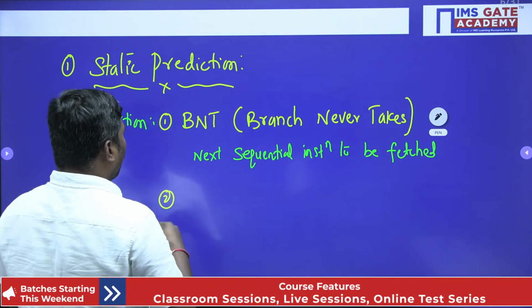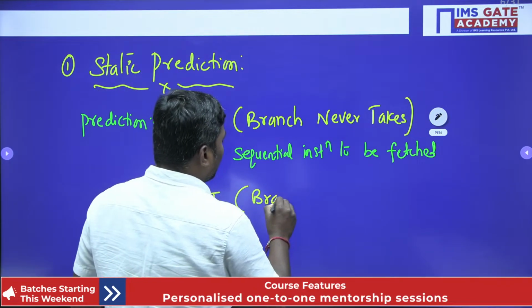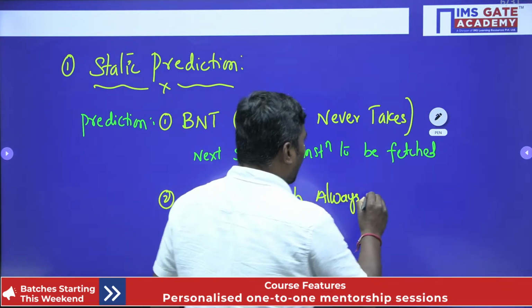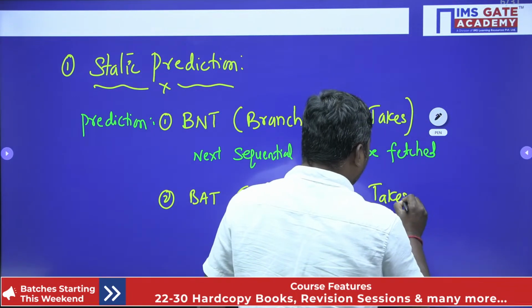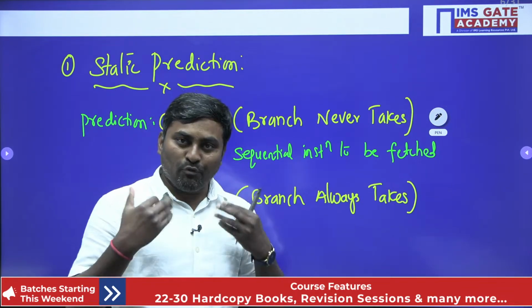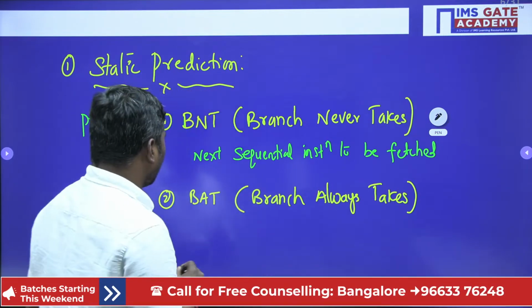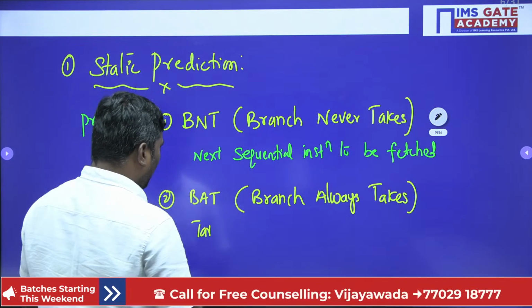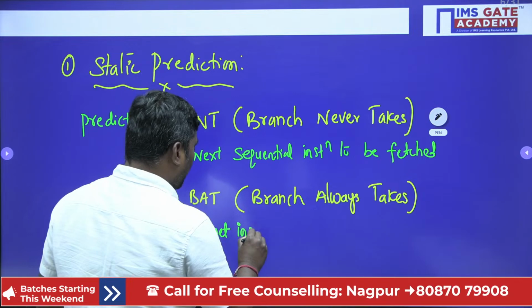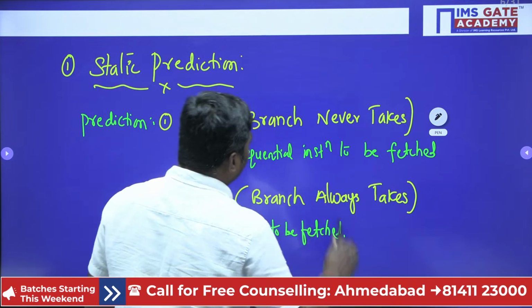Suppose your prediction is branch always takes. What is my prediction? The branch will take. You predicted the branch will take, which means you have to run the target instruction only; you have to fetch it. So the target instruction is to be fetched here.